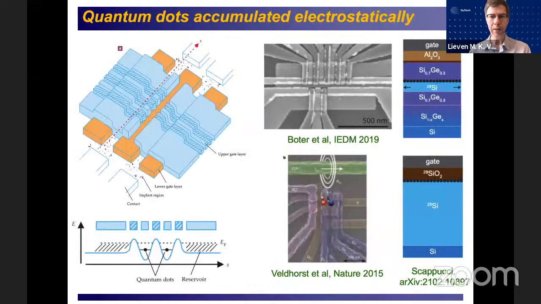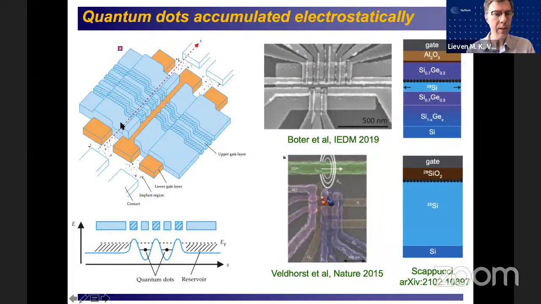So that's gallium arsenide. That's how we started. But in the last 10 years, most of the work has shifted increasingly to the silicon platform. Here you see a schematic of a design that's very popular nowadays, where you have some implanted contacts here and here, and then you have some gates.